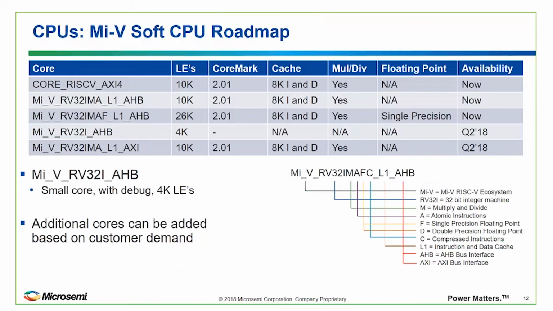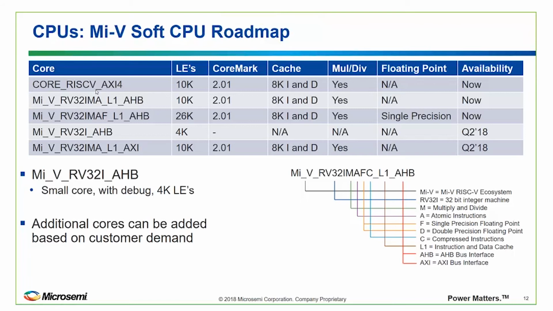So this slide shows the soft RISC-V cores that are available today, plus our roadmaps. At the very top row, the first one, our core RISC-V AXI4, was the original RISC-V core that was available from Microsemi. It's still available today, has the 8 KB instruction and data cache, and it had an AXI4 interface for the MEM interface and the I/O interface.